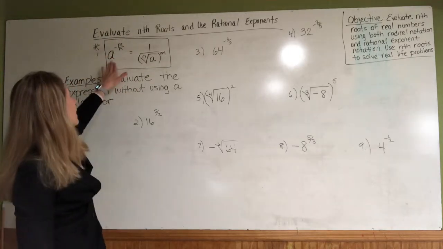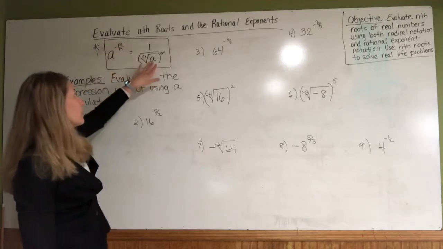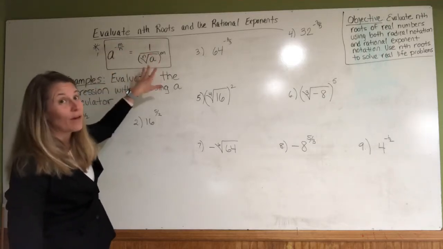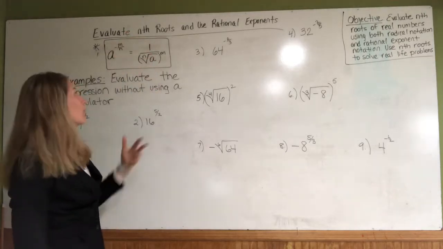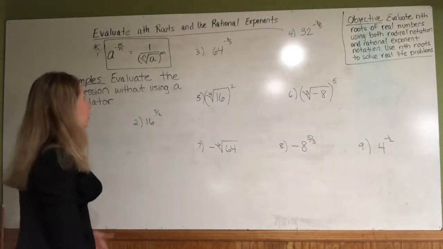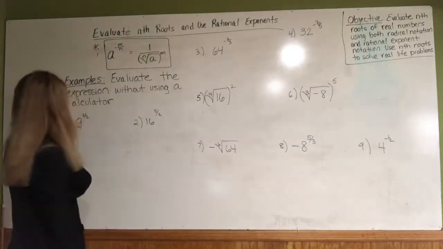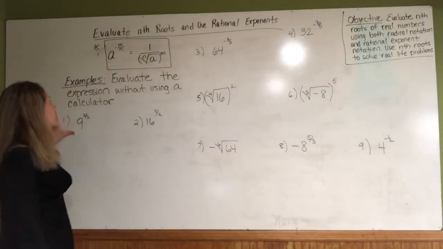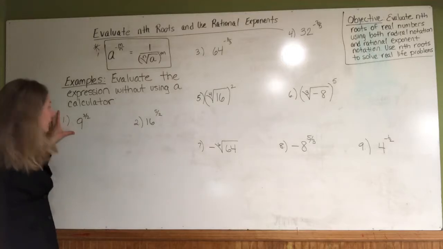So that's why this a, and this whole term rewritten, will be at the bottom of that fraction with the 1 on the top. And then that way we get rid of that negative exponent, as we've done previously. So taking that into consideration, our examples here: evaluating the expression without using a calculator.